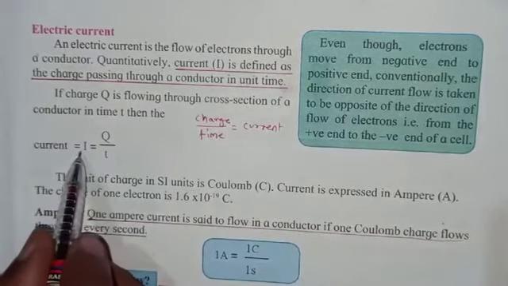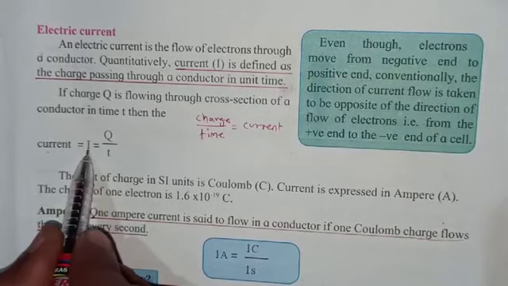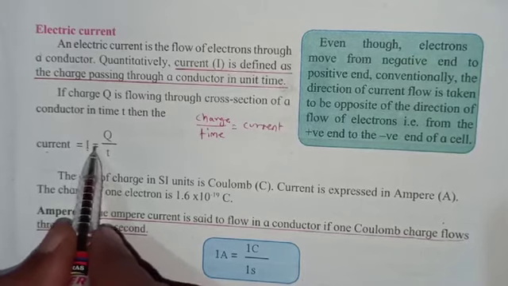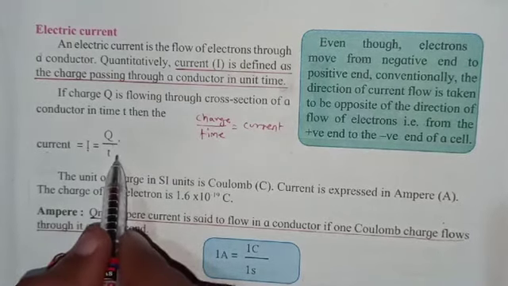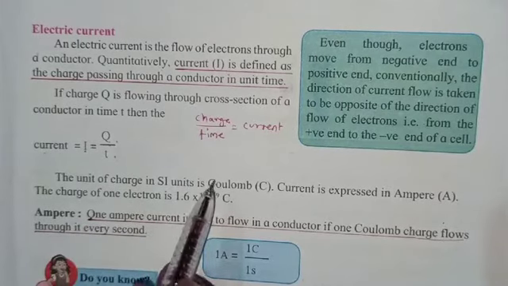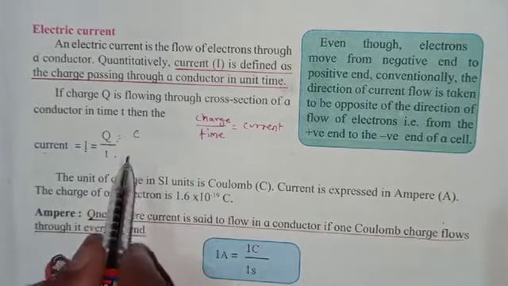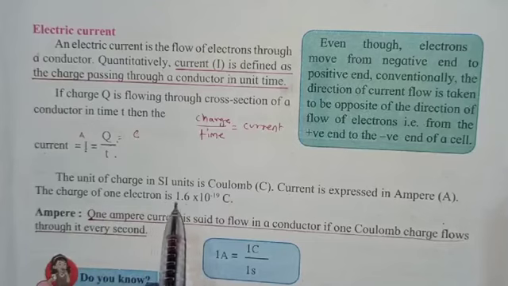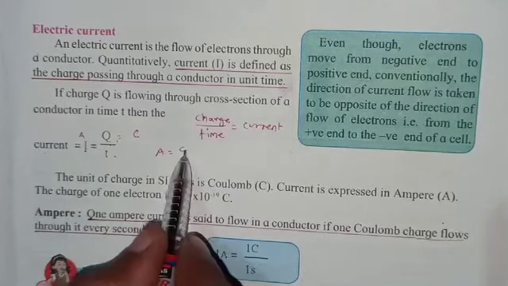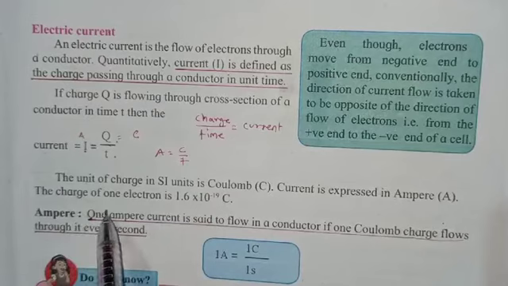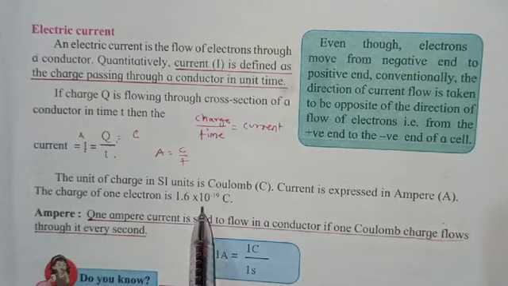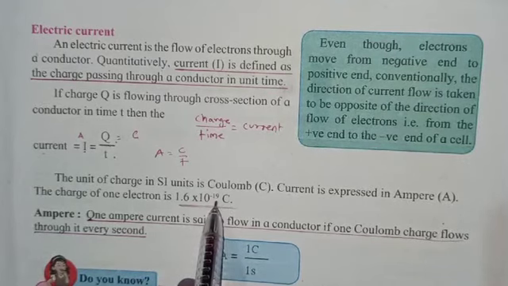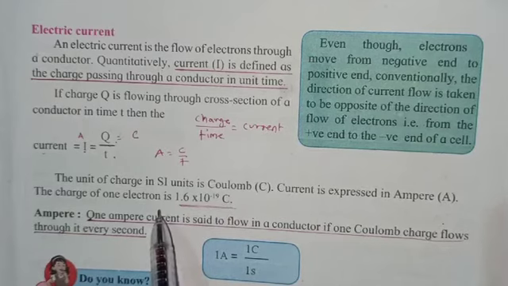Current is shown by I. Current I is equal to charge Q upon time t. The unit of charge in SI is coulomb, that is C. Current is expressed in ampere, that is A, and A is equal to coulomb upon second. The charge on one electron is 1.6 into 10 raised to power minus 19 coulomb.